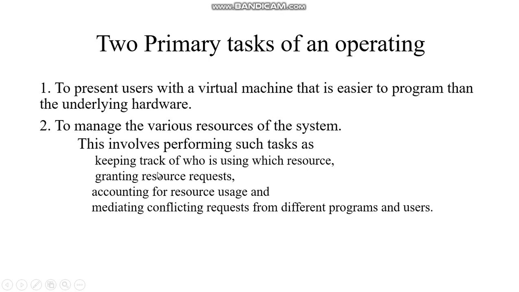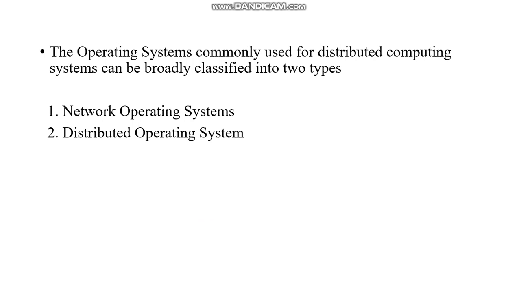The tasks may be keeping track of who is using which resources, granting resources, accounting for resource usage, and mediating conflicting requests. These are some of the primary tasks of an operating system. The operating systems commonly used for distributed computing systems can be classified into two types. One is a network operating system, and the other one is a distributed operating system.